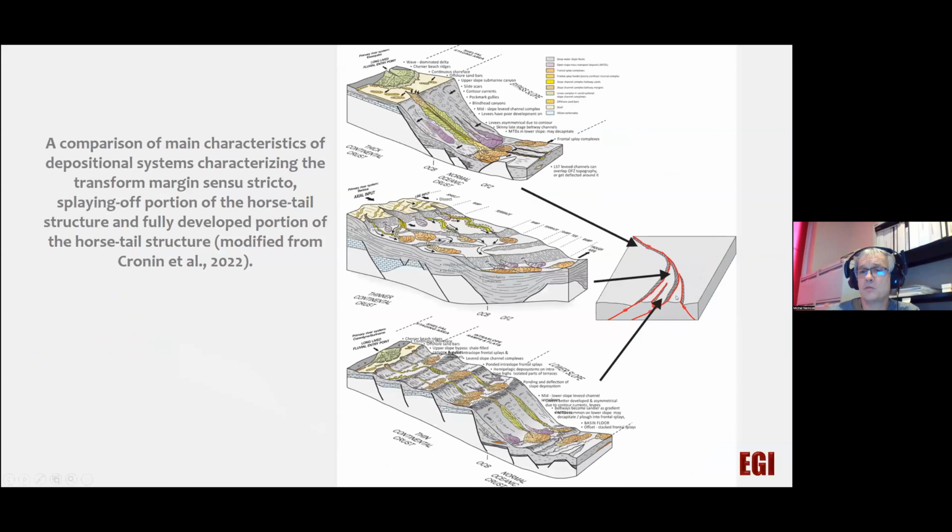Or this would be different parts of a horsetail structure, making a relatively straightforward shot of sediment from shelf to basin more and more complicated, with a lot of processing and storage of sediment.